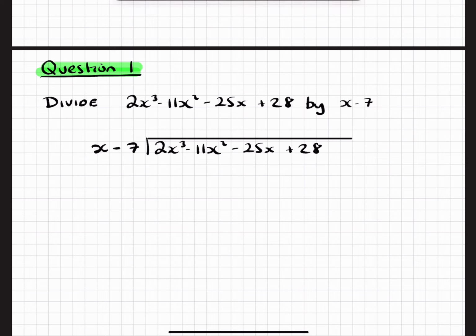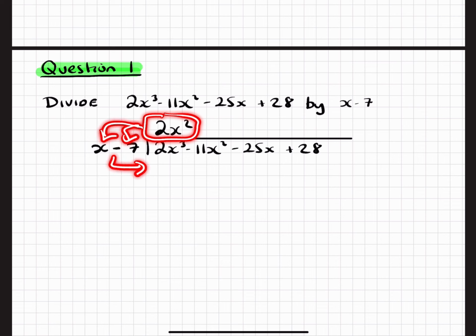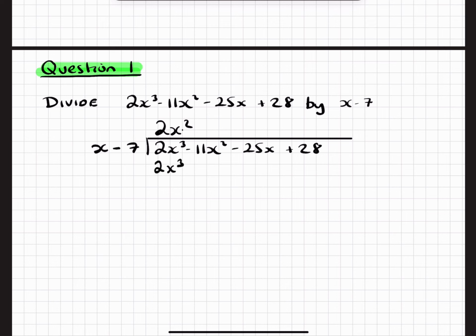The first thing we look at is x times what gives me 2x cubed. It's going to be x multiplied by 2x squared. Once we have that, we multiply by the 2 terms here and write them underneath. So 2x squared times x is 2x cubed, and 2x squared times minus 7 is minus 14x squared.